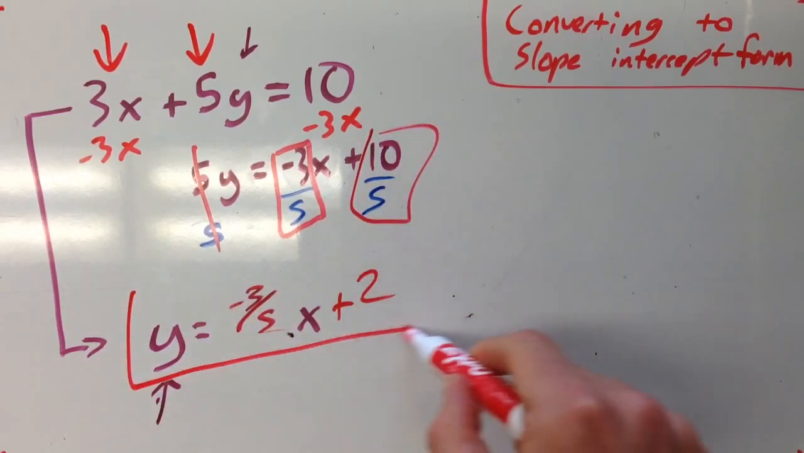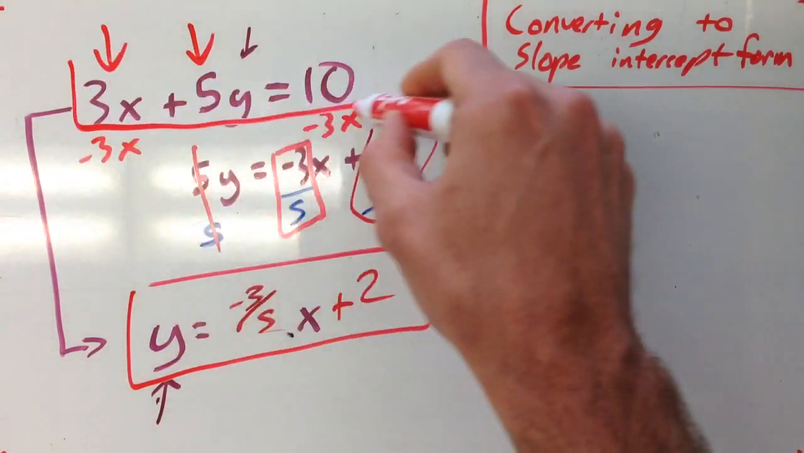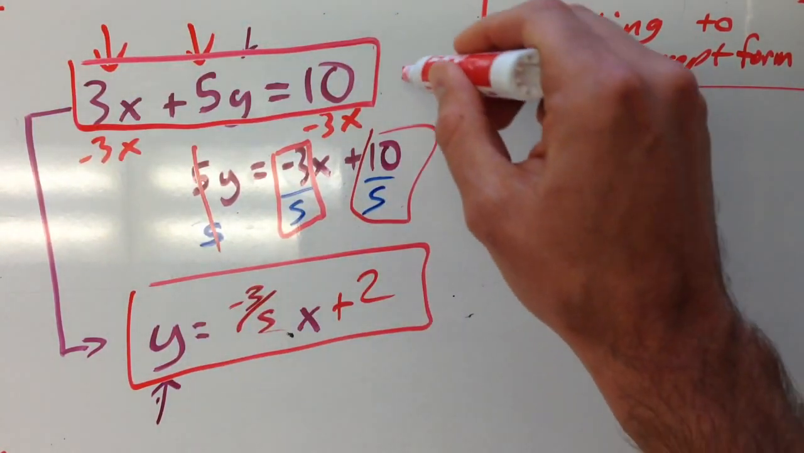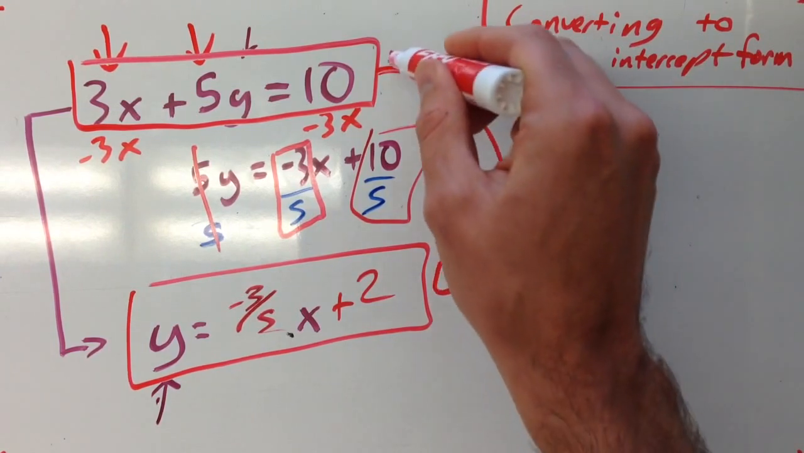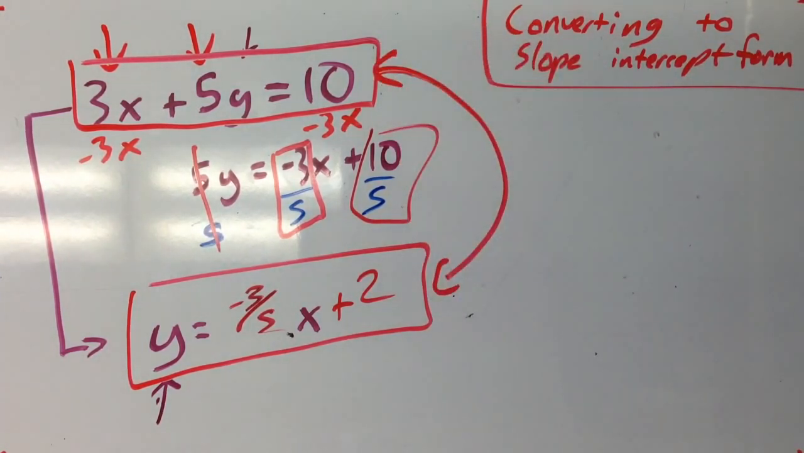So that's converting into slope-intercept. If I was to graph this equation, and I was to graph this equation, they're the exact same thing. They're just in different forms. And we use different forms depending on what we want to accomplish.